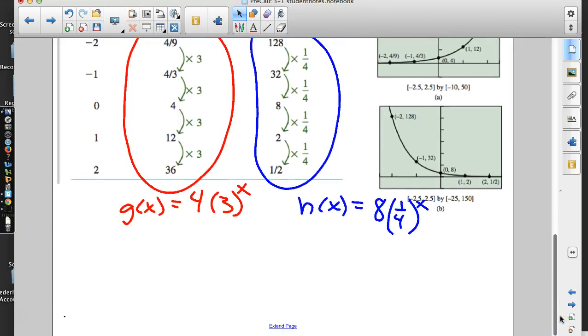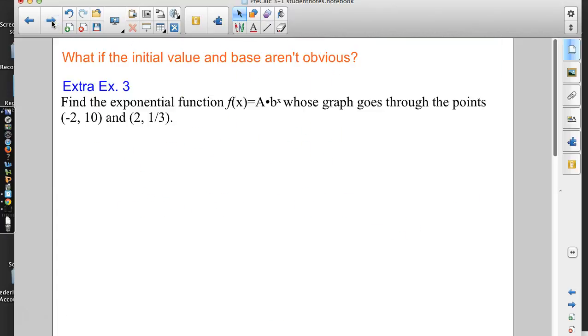But pretty obviously, they're not going to come to us all nice and prepackaged and, oh, look, they multiplied everything by 3. But it wouldn't be that hard to get, because all we would have to do is make sure these are going by the same interval every time and just divide to get that if we had tables. Now, what if they don't even give us that? What if they say, here's a couple of points, write an exponential function for this little bugger. Find the exponential function f of x equals a times b to the x, whose graph goes through the points negative 2, 10, and 2, 1/3.